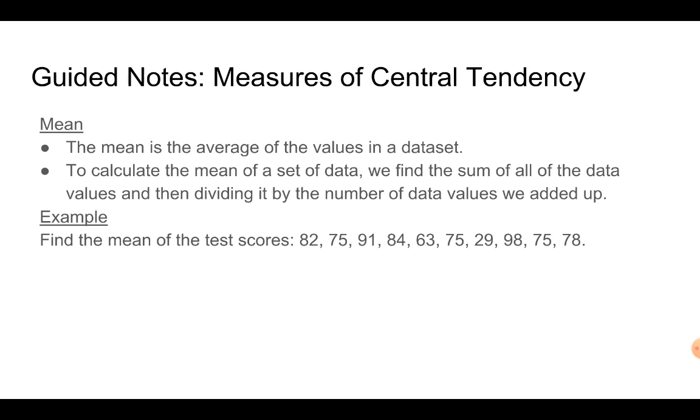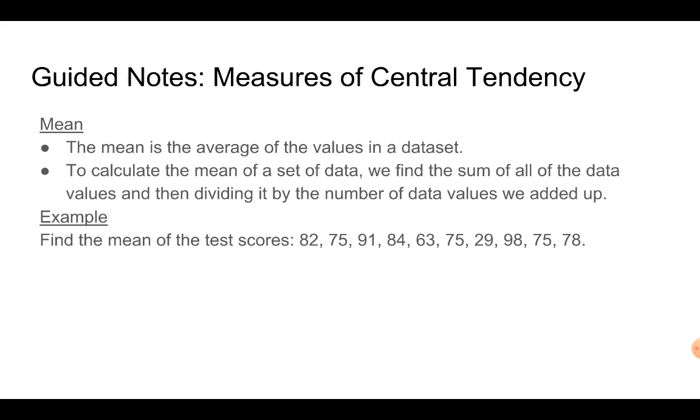First, let's talk about the mean. The mean is the average of the values in a data set. To calculate the mean of a set of data, we find the sum of all of the data values, and then divide it by the number of data values. We add it up.